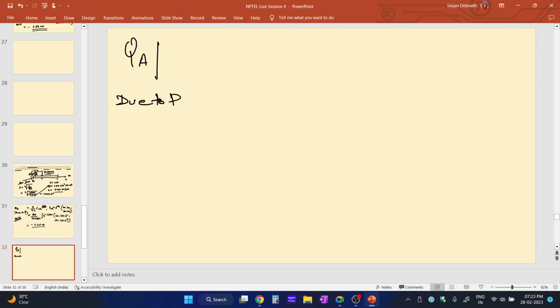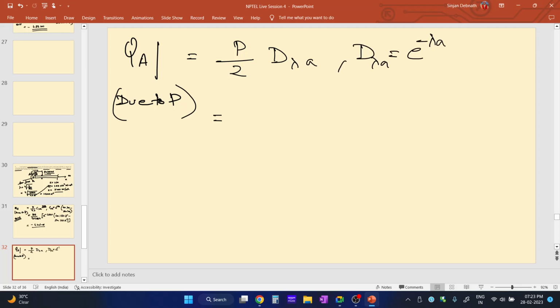Due to P, load P. So what is the value of QA? QA is equal to P by 2 d lambda A. Okay. So what is d lambda A? D lambda A means e to the power minus lambda A cos of lambda A.